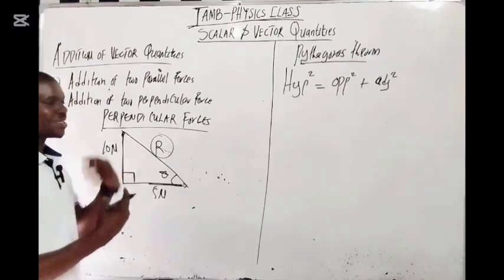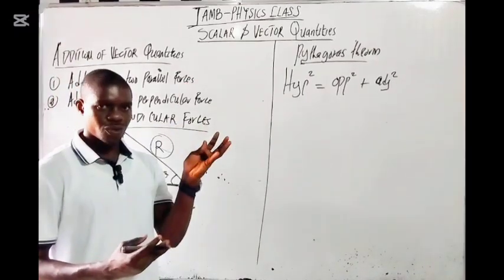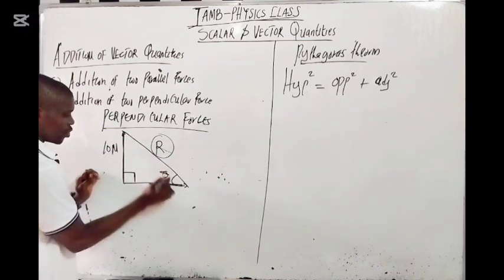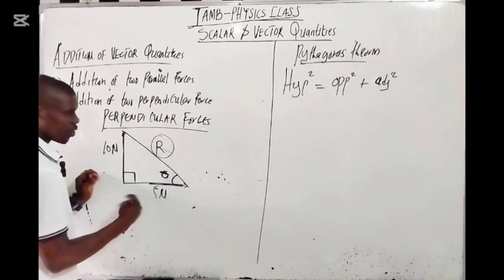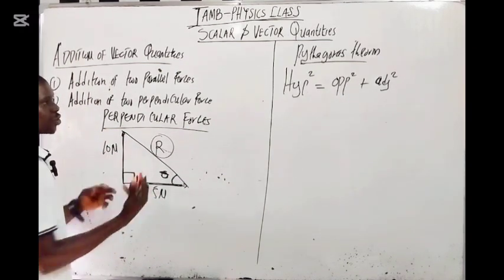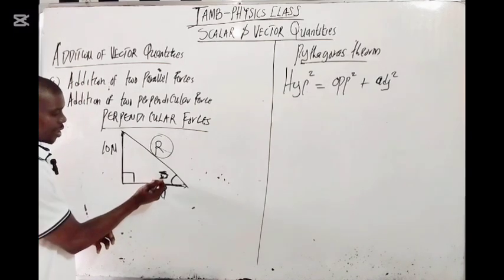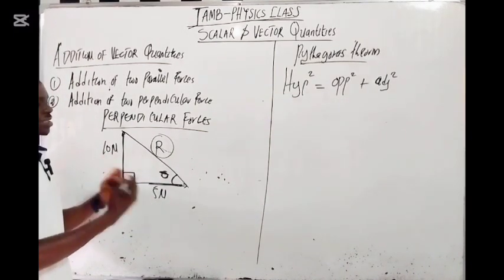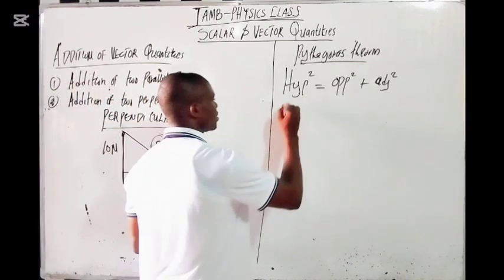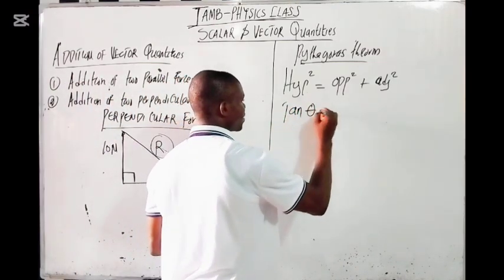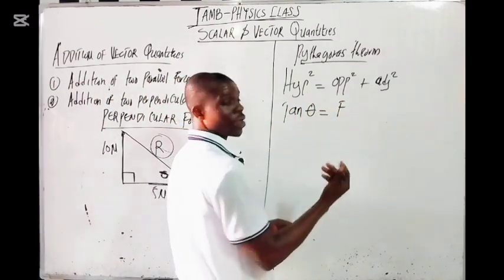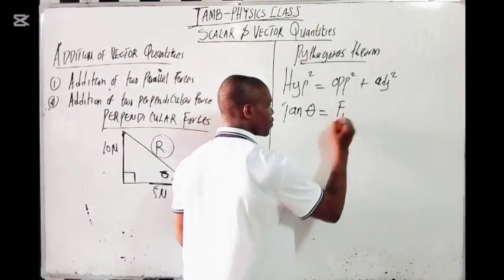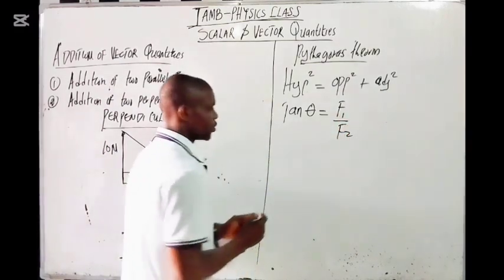Now, what about if you want to get the direction, the angle? Because here is angle 90. You want to look for the angle, so you use trigonometry. For this angle here, we have the opposite and here we have the adjacent. So you use tan. It will be tan theta equals opposite over adjacent, for any force at all, let us say force 1 over force 2.